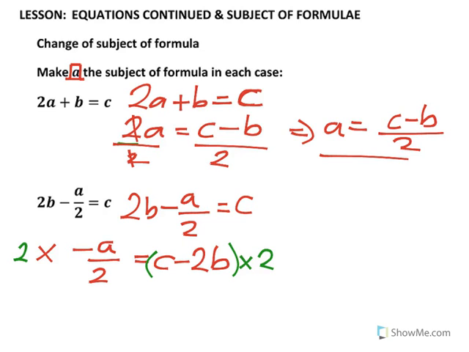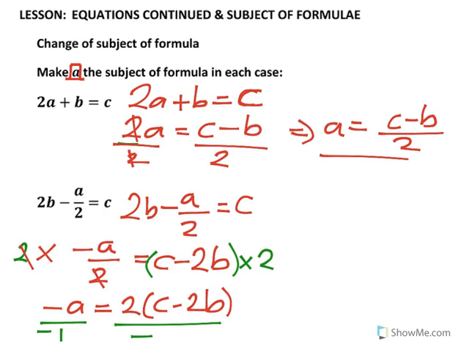Why are you doing that? So that this 2 and that 2 will cancel. You will have minus a is equal to, when you multiply by 2, it's better to take a 2 in front, and then you say c minus 2b. Then again you can see that a is still caught up with a negative sign, so you need to get rid of that negative sign.